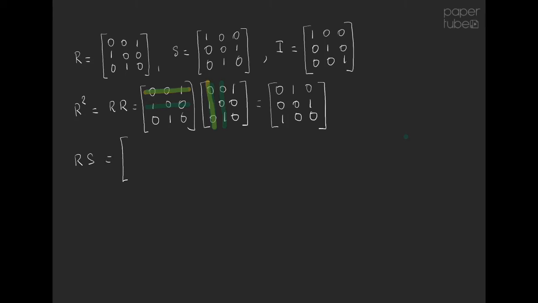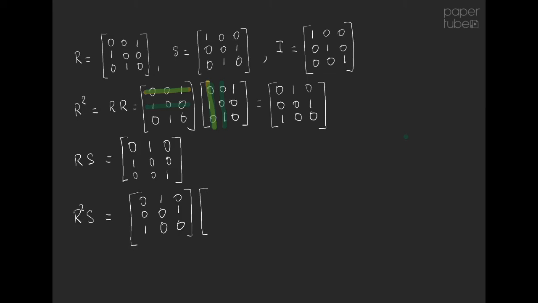Okay. All right. Now let's compute RS. So for this one, we get 0 here, 1, 0, 1, 0, 0, 0, 0, 1. And what about R squared S? That'll be 0, 0, 1, 1, 0, 0, 0, 1, 0 times S, which is 1, 0, 0, 0, 0, 1, 0, 1, 0.